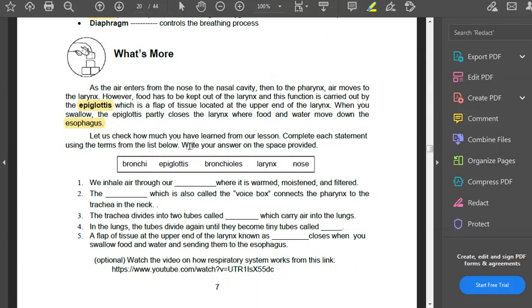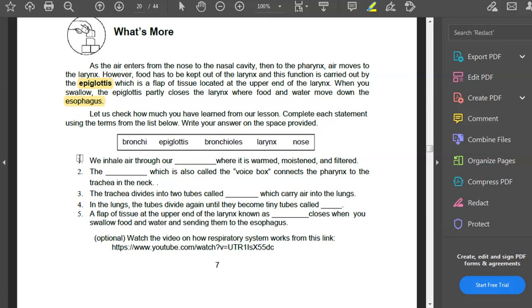Now, let us check how much you have learned from our lesson. Complete each statement using the terms from the list below. Write your answer on the space provided. Okay. This is 5 items. So, on your answer sheet again, just write what's more.